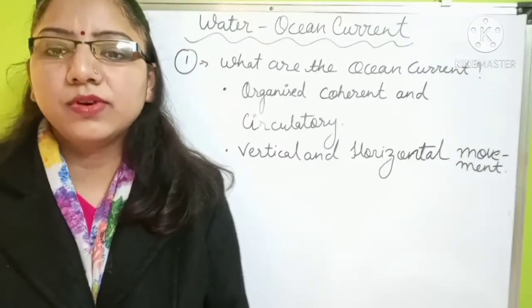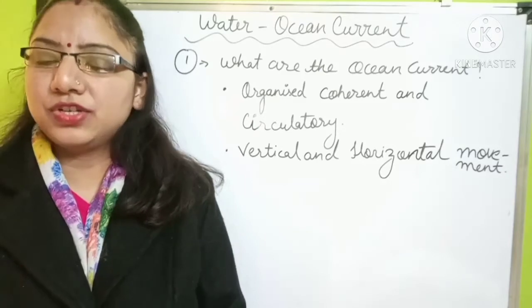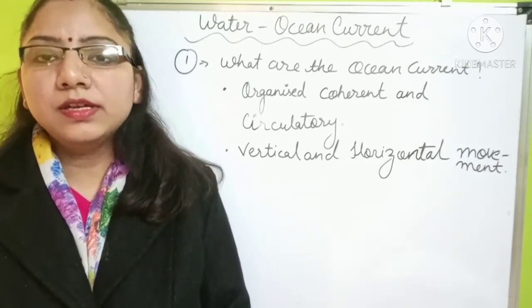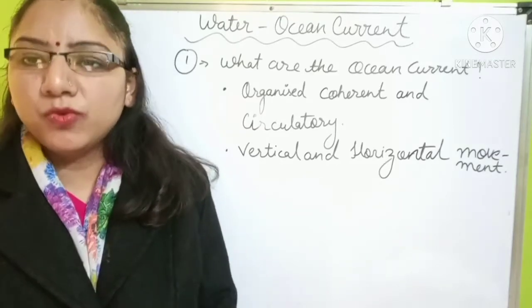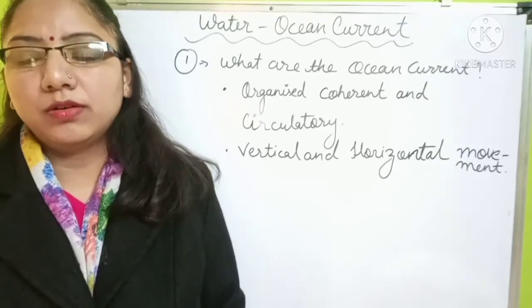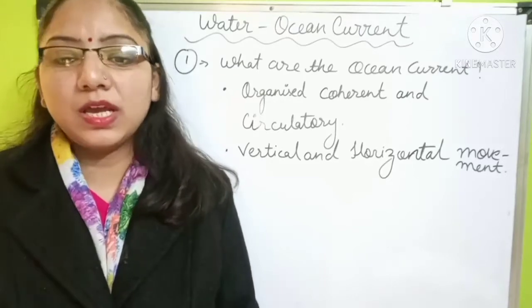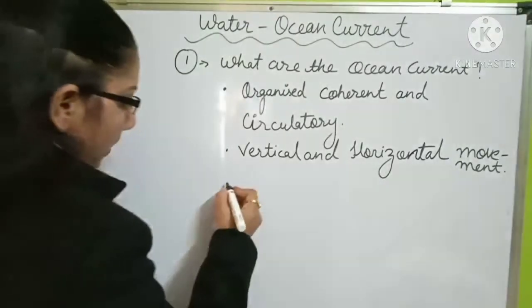Now let's see what are the ocean currents. The ocean currents are generally defined as the organized, coherent and circulatory belts of water bodies, which are moving in vertical and horizontal movement. The ocean currents are influenced by two types of forces.